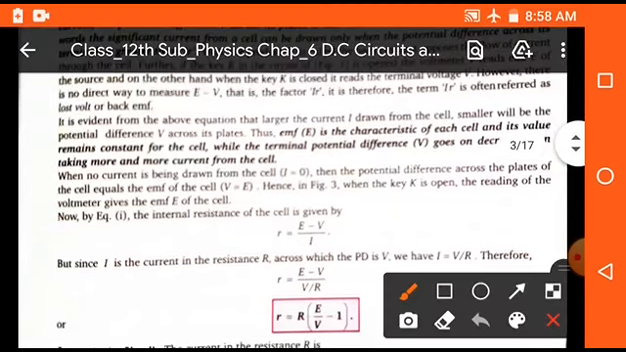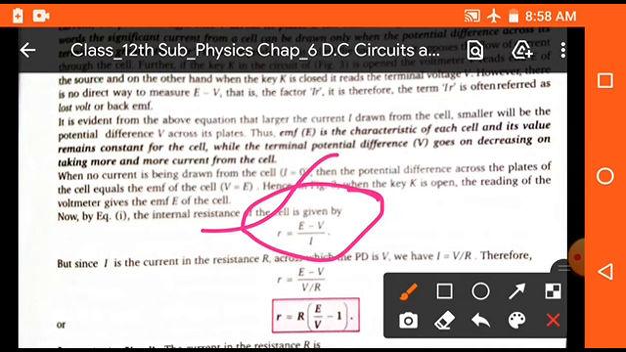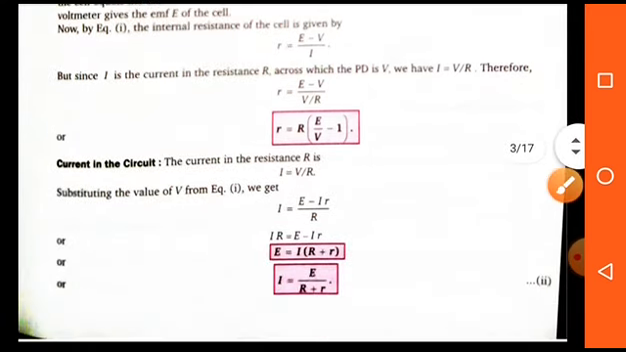Now student, with the help of the above formula, we can find the value of small r, which will be small r is equal to (E minus V) upon I, and on putting the value of I, we get small r is equal to (E minus V) upon (V by R). So finally we get small r is equal to capital R (E upon V minus 1). So this is the required formula of the internal resistance.